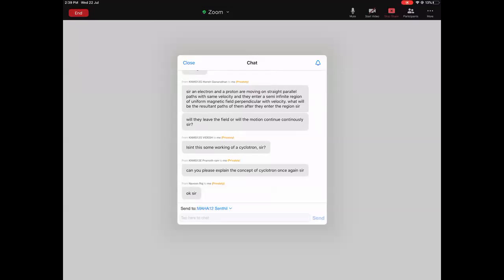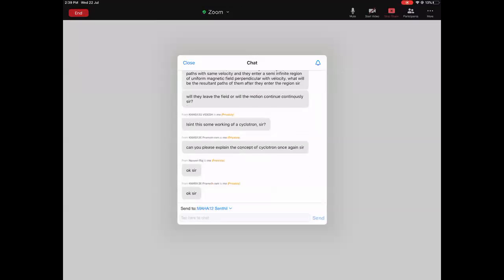Okay, I made a solution for the galvanometer worksheet, so I have to work on that. Where is it? Okay, I will tell you where it is. Okay, Pramod, don't worry about it.